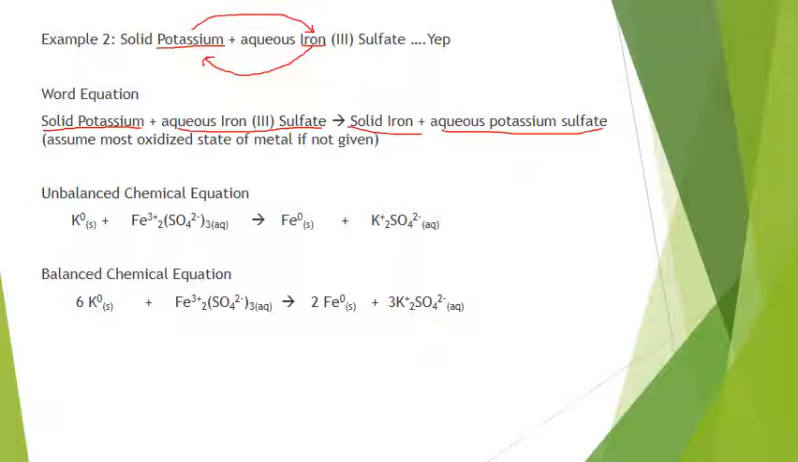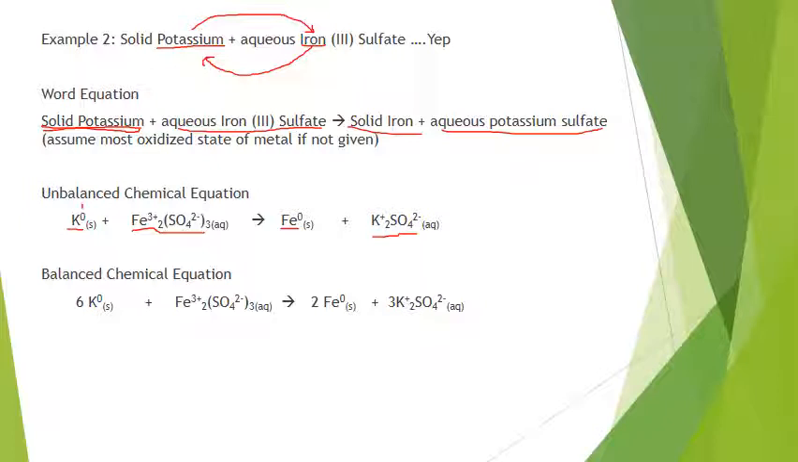Now what you want to do is write the equation. The way that I do it is I write the unbalanced equation. I just write out the chemical formulas of each. So solid potassium, when it's a solid and not an ionic compound, gets a 0 charge. Iron 3 sulfate is from the material we covered in the last set of tests and quizzes. This is the chemical formula, and then iron, which doesn't have a charge, and potassium sulfate.